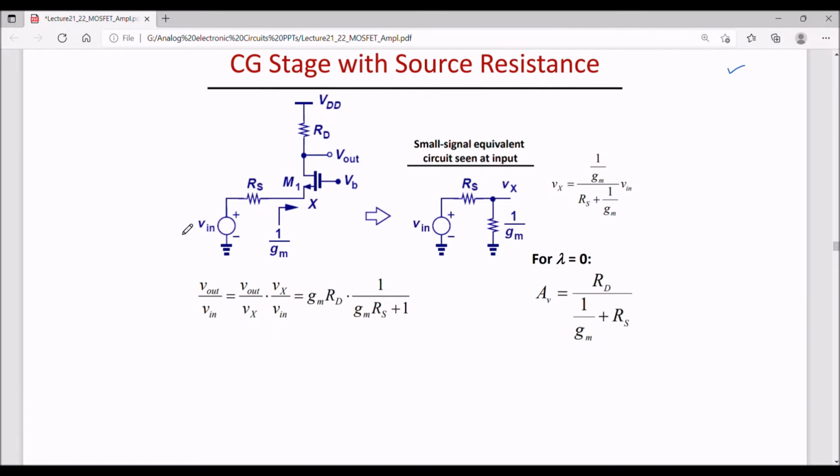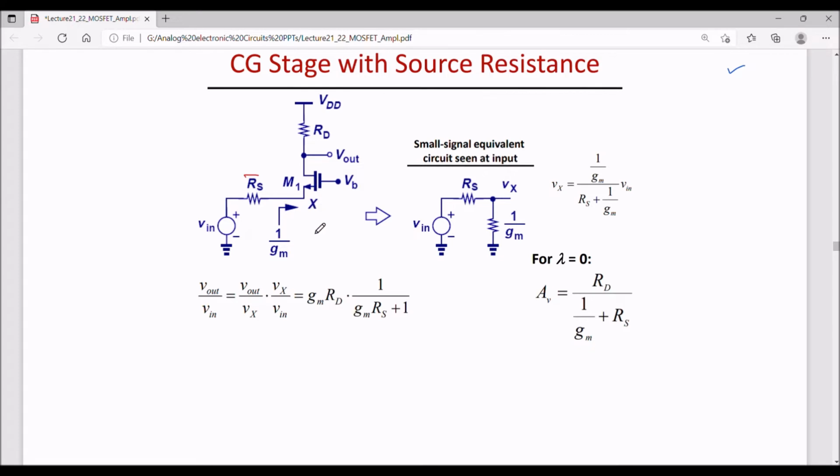Now we can also think of including the source resistance. So in the common gate amplifier, source resistance can be included, for example here, and then one can try to find out the gain.